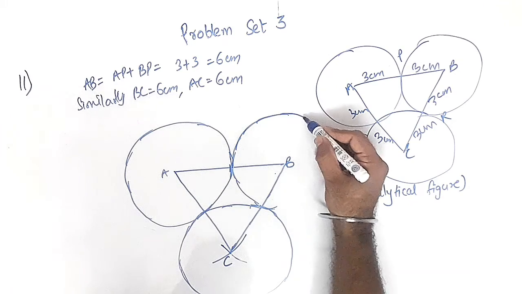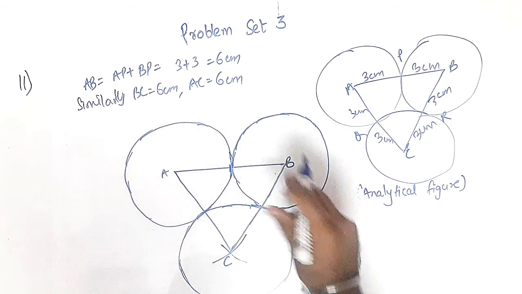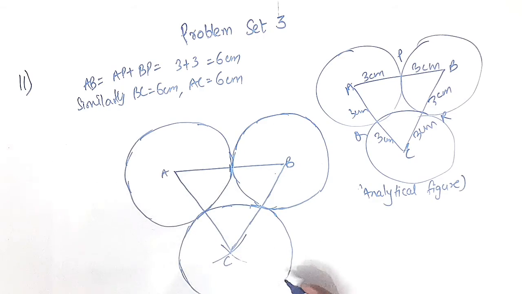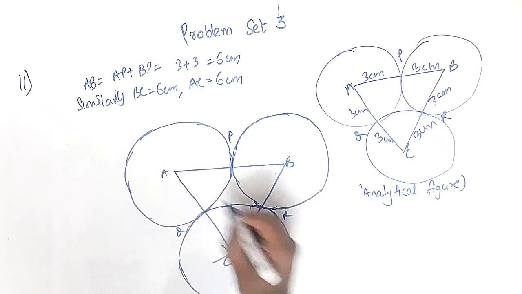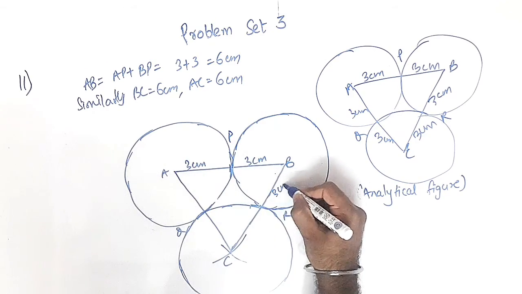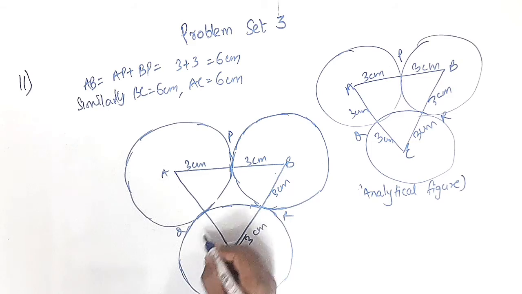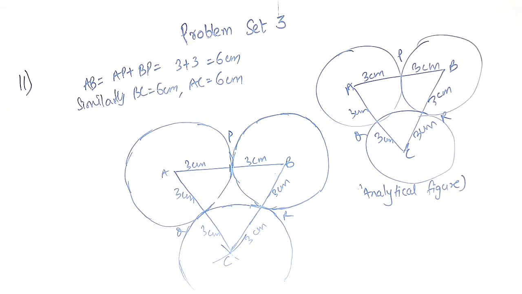Okay, so the very first step will be to draw the equilateral triangle. Now this becomes your PQR, which will be 3 centimeter. The radius of this will also be 3 centimeter. Okay, so this is how you will draw it, and it will be very much clear to you once you draw it with the compass.